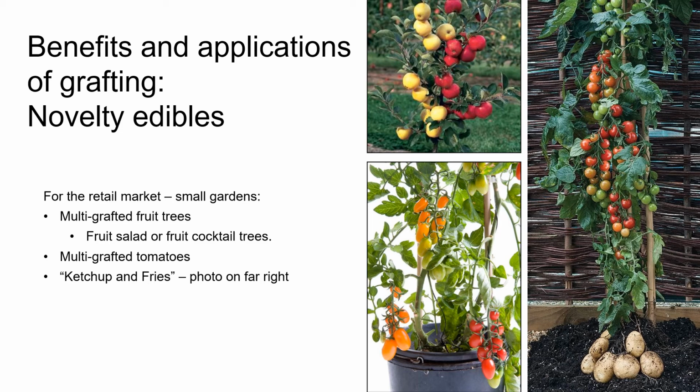On the far right here, you can see an intergeneric graft created between a tomato and a potato, which is marketed in retail nurseries under the trade name ketchup and fries. While these novelty grafted products may not appeal to the purists among you, they've been shown to be a great way of getting kids really excited about growing veggies and fruit, and adults too, who are new to gardening.